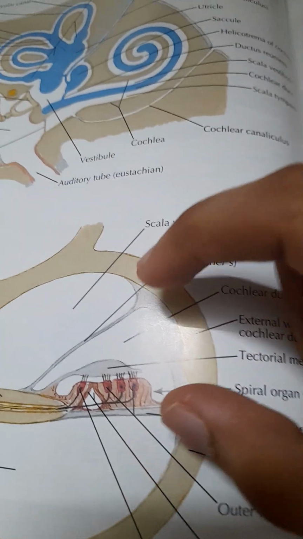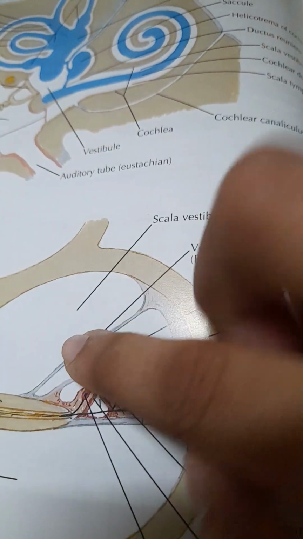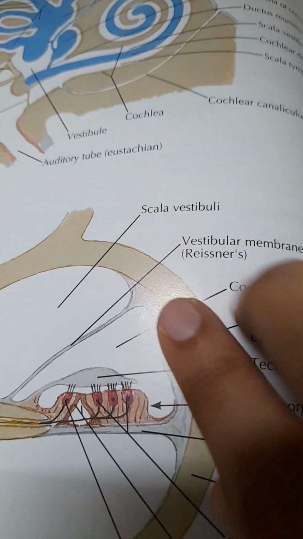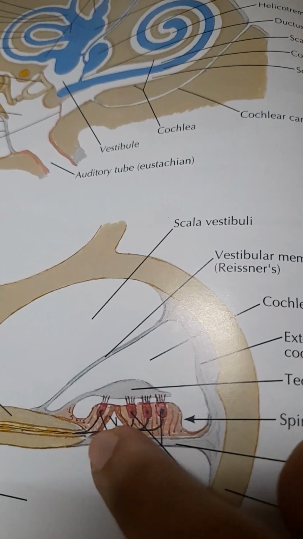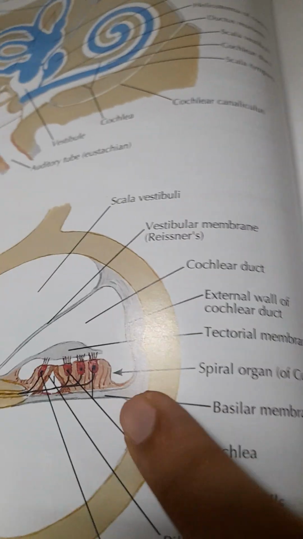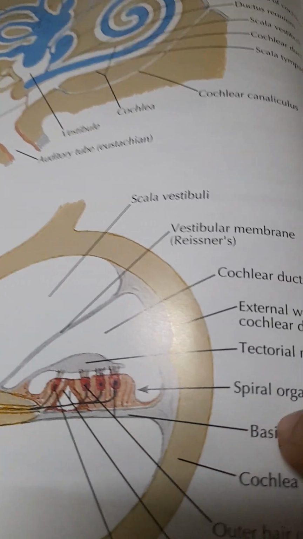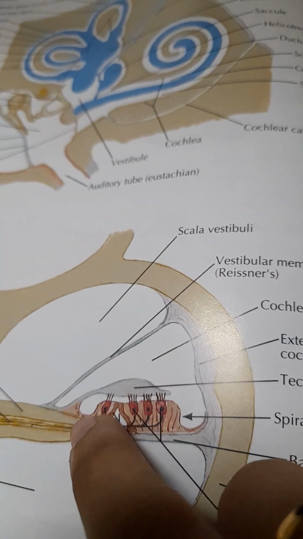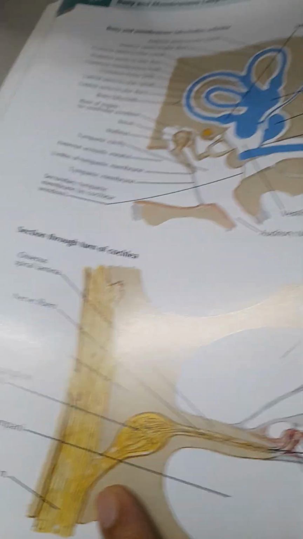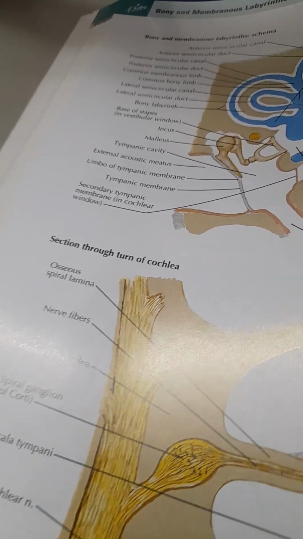When we talk about this cochlear duct, it is bounded anteriorly by the vestibular membrane, and the base is formed by the basilar membrane. On top of the basilar membrane lies this coiled organ, called the organ of Corti, which has hair cells that send information via the cochlear part of the vestibulocochlear nerve.